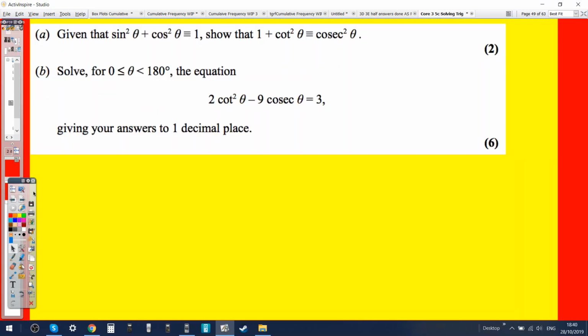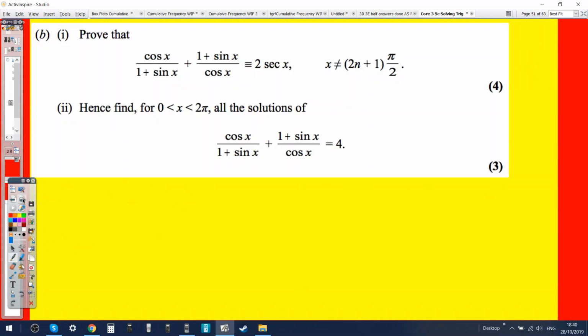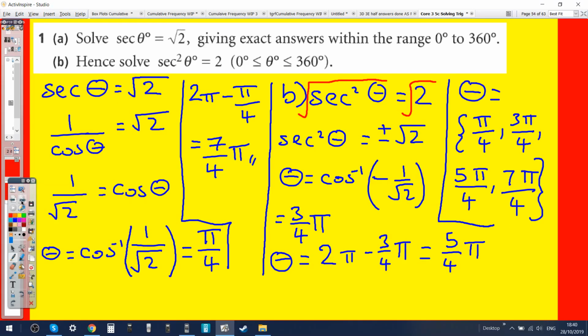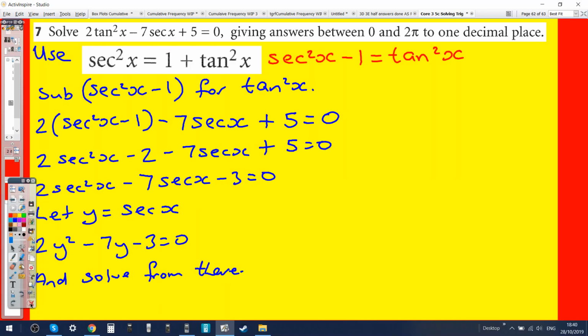So that 1 plus cot squared theta equals cosec squared theta. No. So let's do, I might have put it, it might come later, I might have just put it in the wrong place. No, it doesn't look like it does. It's my own mistake.